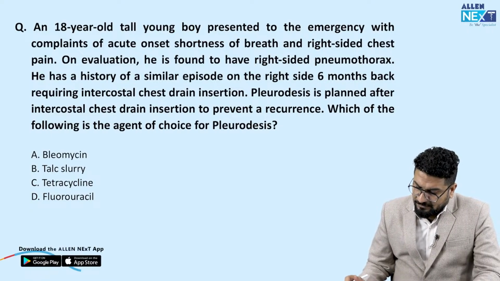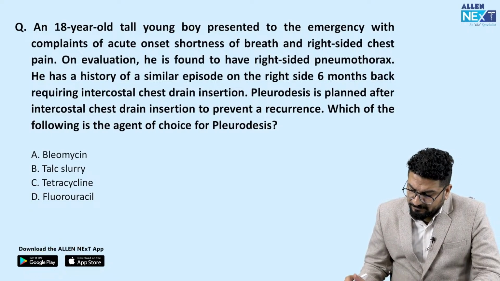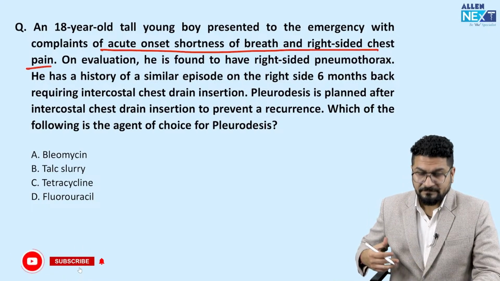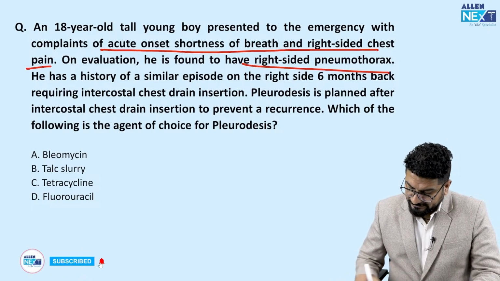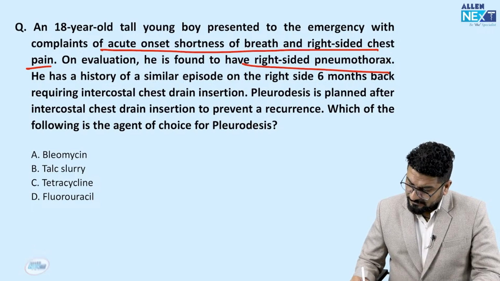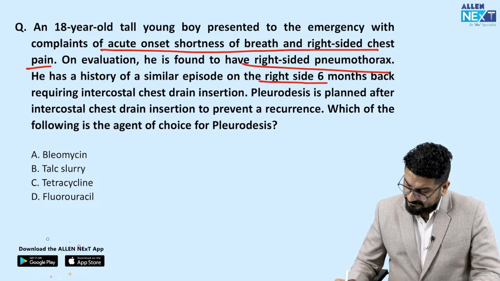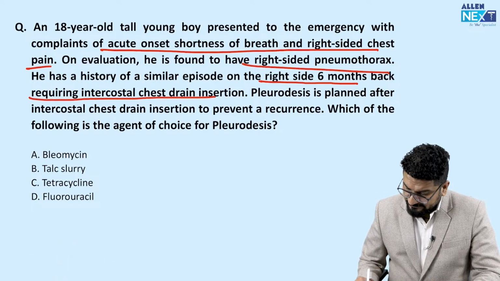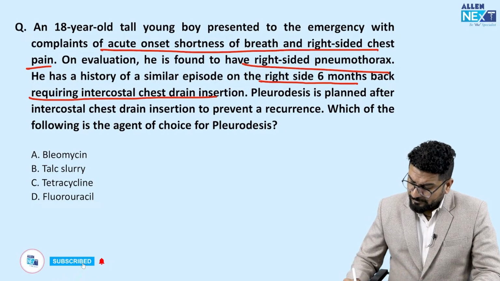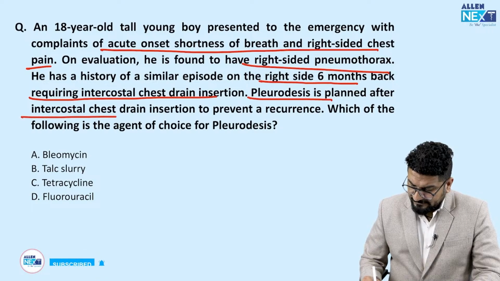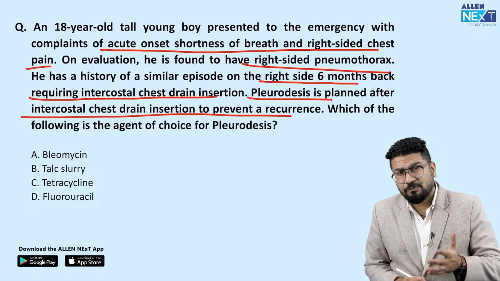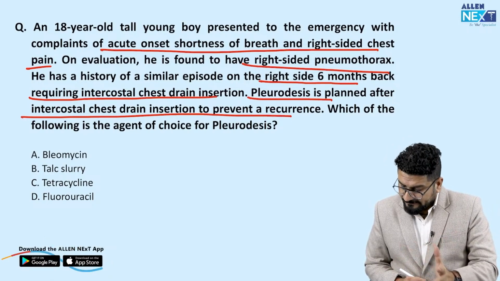An 18-year-old tall young boy presents to the emergency room with complaint of acute onset shortness of breath and right-sided pain. He is found to have a right-sided pneumothorax. He had a similar episode on the right side 6 months back, requiring intercostal chest drain insertion. Pleurodesis is planned after intercostal chest drain insertion to prevent a recurrence. So understand this, we always do pleurodesis so that this will not occur again and again.